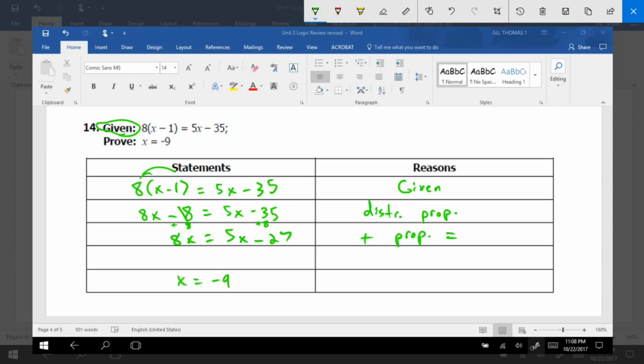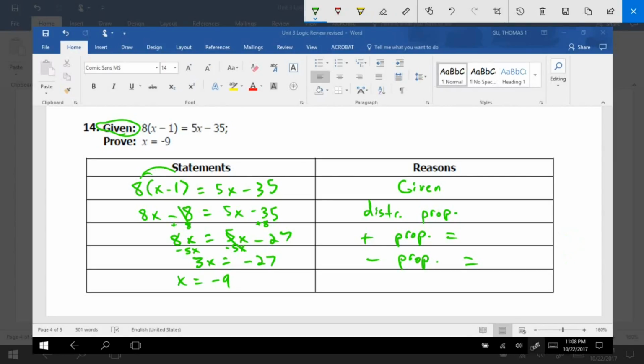And finally, I'm going to subtract 5x from both sides. Subtract 5x. Boom. So I have 3x equals -27. And I use the subtraction property of equality. Really, this step right here, steps 3 and 4, could be interchangeable. It doesn't really matter which order you do it in because you'd still end up with the same thing.